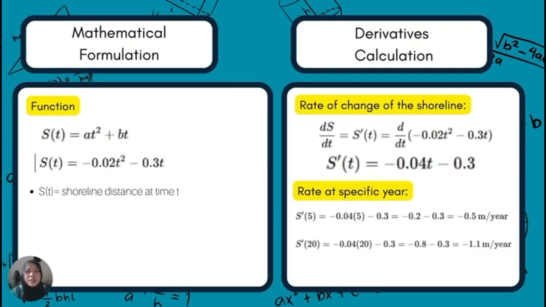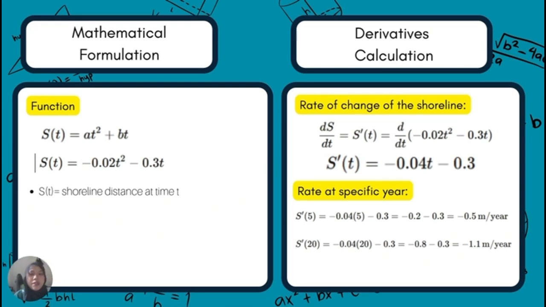So the shoreline distance was modeled as a function of t, measured from a fixed reference point. Based on shoreline data, the shoreline distance was represented using a quadratic function, which is s(t) equal to negative 0.02 t squared minus 0.3 t.